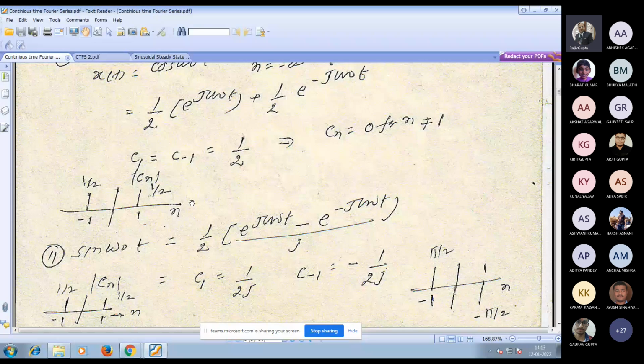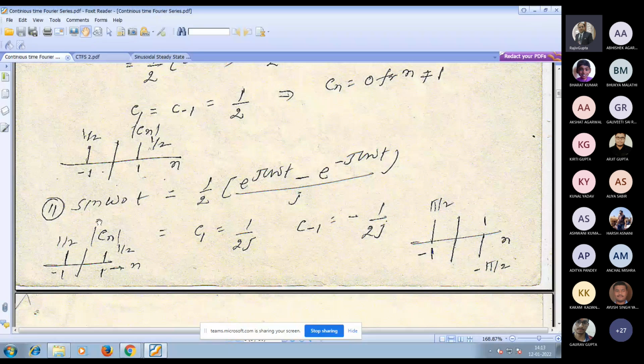Similarly, for sine omega naught t, I can represent it as half of e to the power j omega naught t minus e to the power minus j omega naught t, divided by j. So C1 and C minus 1 come out to be 1 by 2j and minus 1 by 2j. Again, there are only two Fourier series coefficients capable of representing the original signal, which is a periodic signal sine of omega naught t.